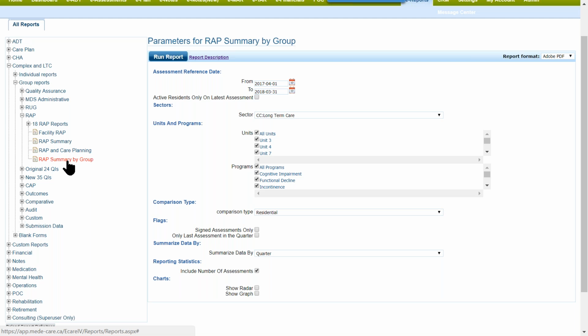Okay, so the next big section I want to look at has to do with quality indicators. Now these are the 24 quality indicators, which I prefer to the 35. However, the 35 QIs are the ones that appear on Health Quality Ontario, as well as the CIHI webpage. And they're also the ones that the ministry is paying the greatest attention to. So I'm going to start with the 35 QIs.